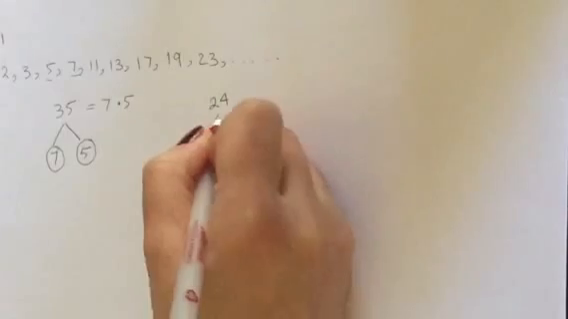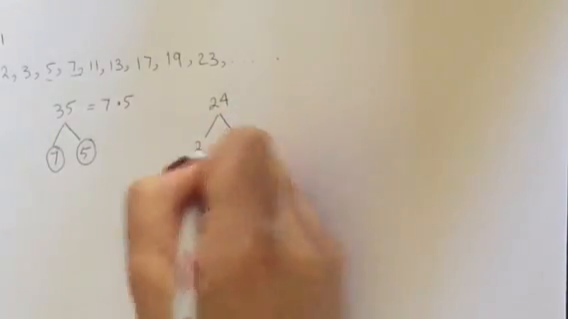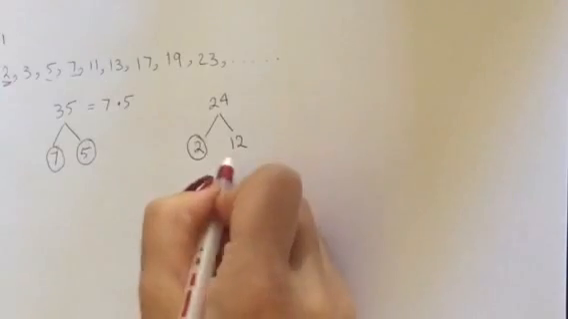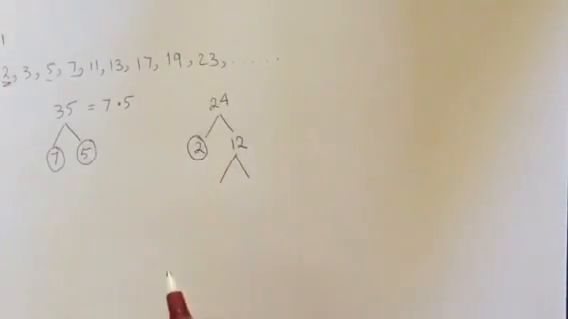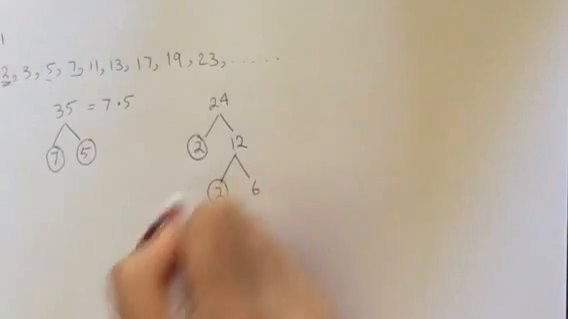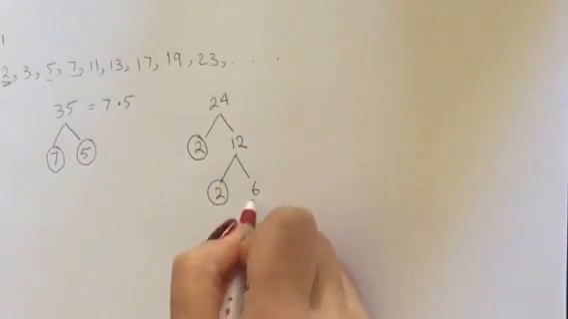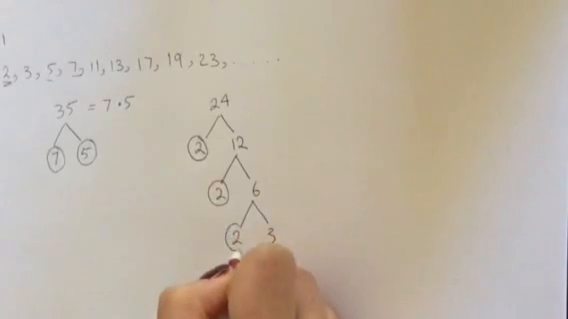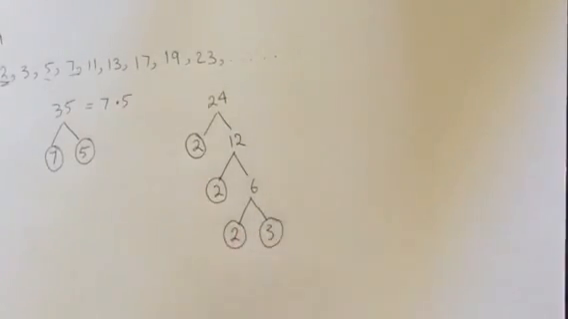So now I'm going to write down this as 2 times 12. I'm going to circle 2 because it's one of my prime numbers. And then 12 can be broken down into 2 times 6. 2 is a prime, circle it. 2 times 3 will be 6. And then this is a prime, this is a prime. Once we circle all the end of the branches, we are done with prime factorization.